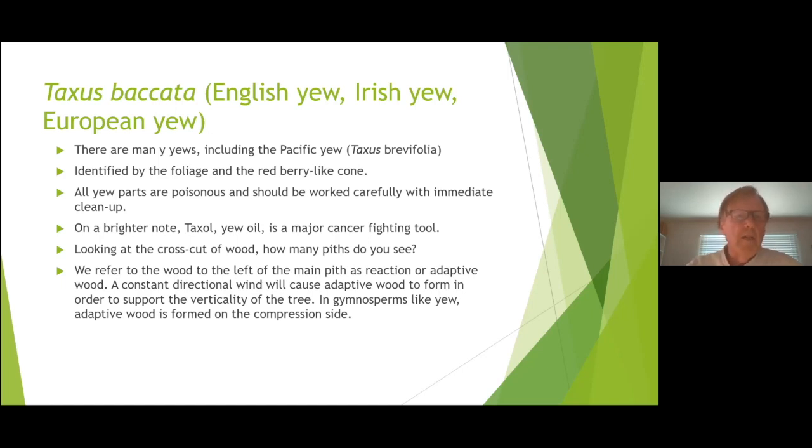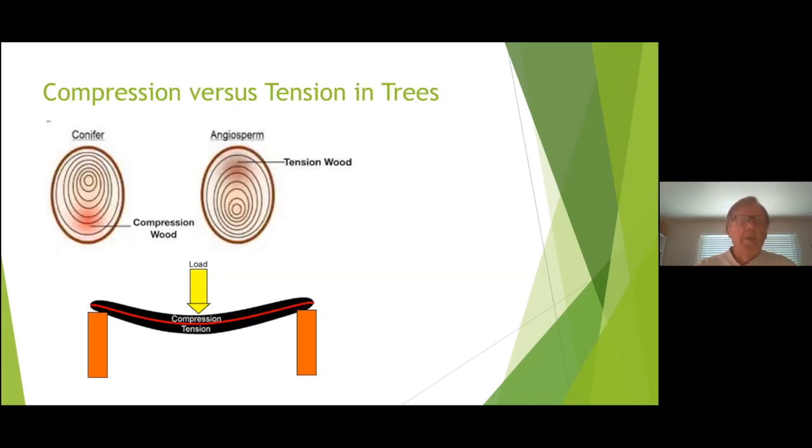Look at the crosscut. We talked about the different piths, and we're talking now about reaction or adaptive wood. A constant directional wind will cause adaptive wood to form in order to support the verticality of the tree. So if we look at this compression versus tension in trees, it's a well-known fact that the conifers, all of the gymnosperms, work with compression wood.